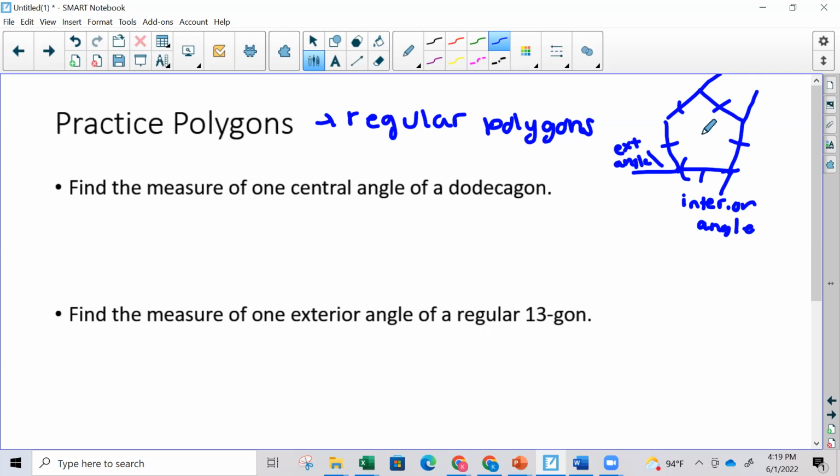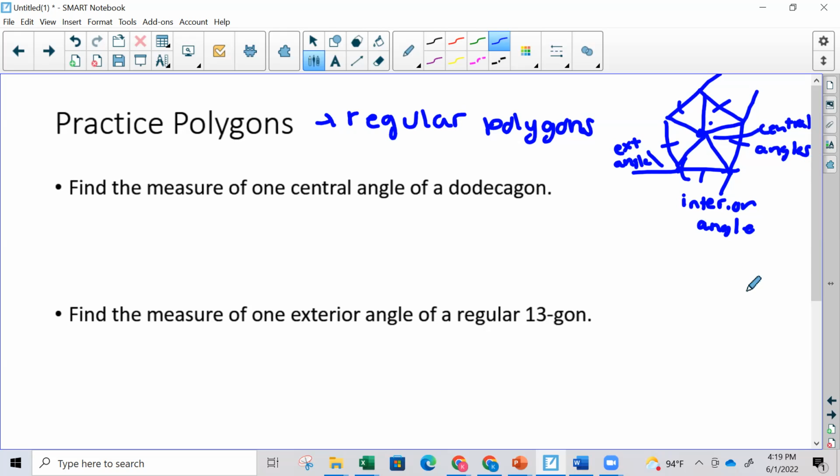And then there's the central angle. The central angle is if you make a point in the middle and you split the pentagon into equal triangles. So if it has 5 sides, you can split it into 5 equal triangles. And then these 5 angles are the central angles. Those are our types of angles, just as a reminder.